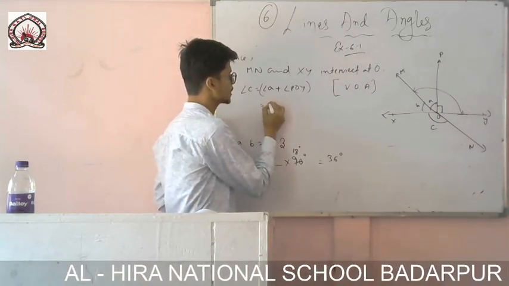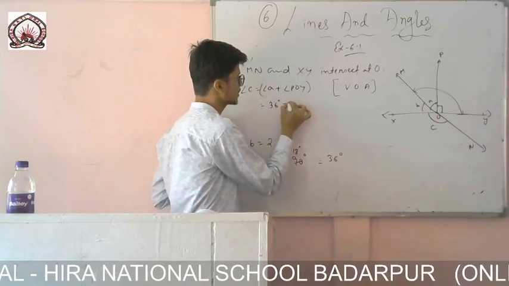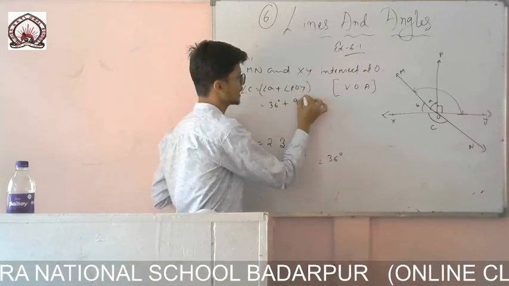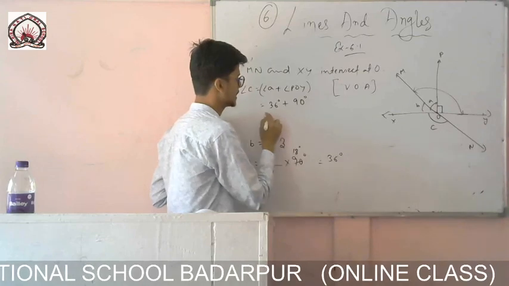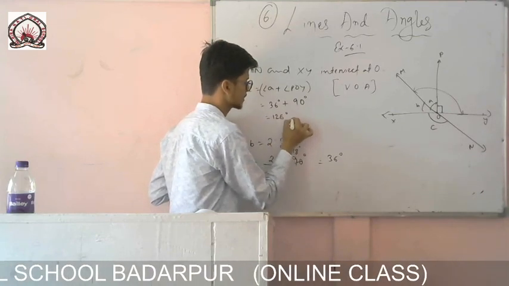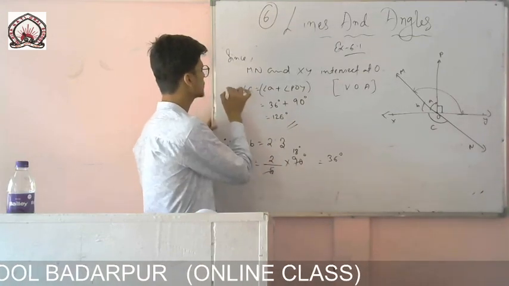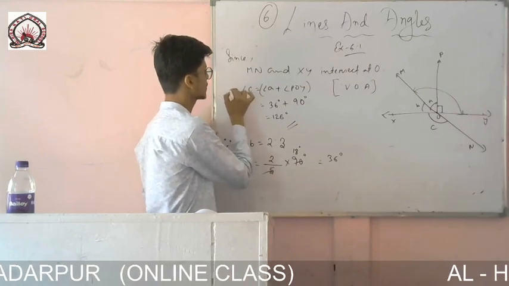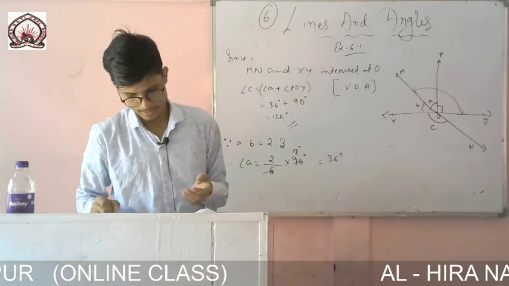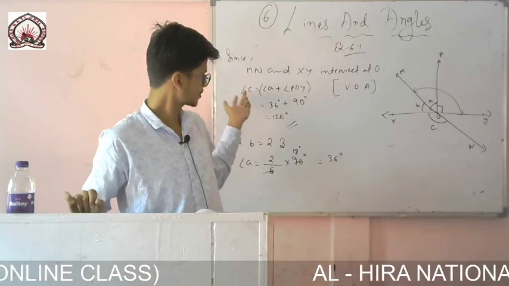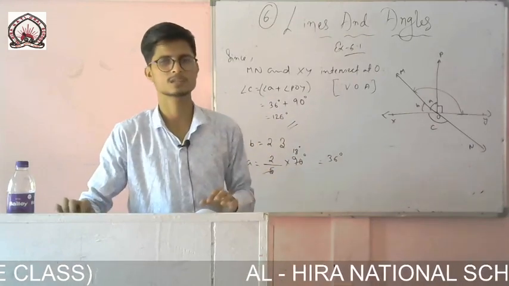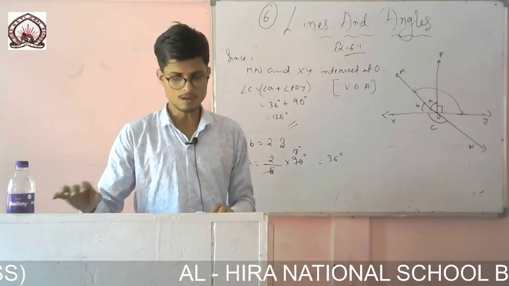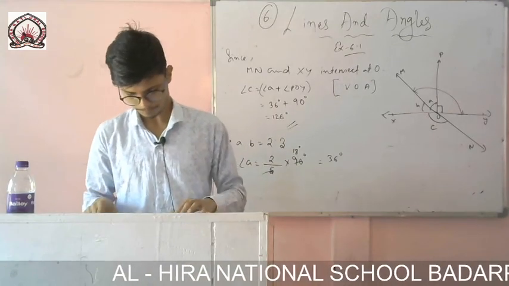So what is the measure of angle A? It is 36 degree. What is the measure of angle POY? It is 90 degree. So 9, 10, 11, 12, 126 degree. So measure of angle C is 126 degree. So this is the end. Or you can write, therefore the measure of angle C is 126 degree.